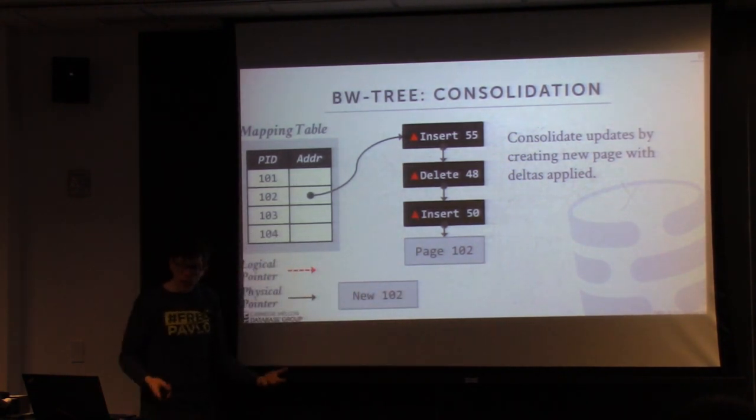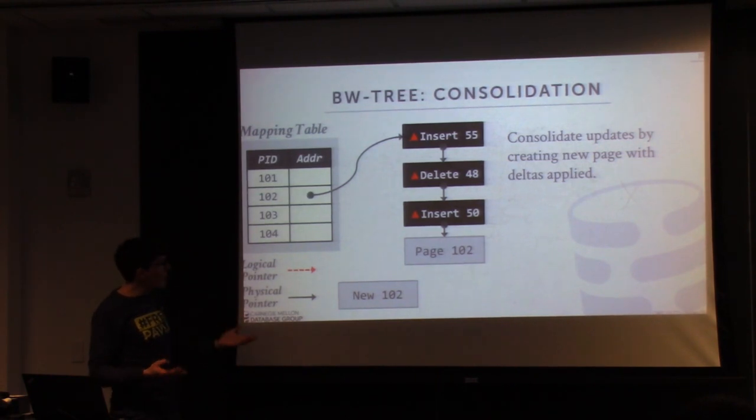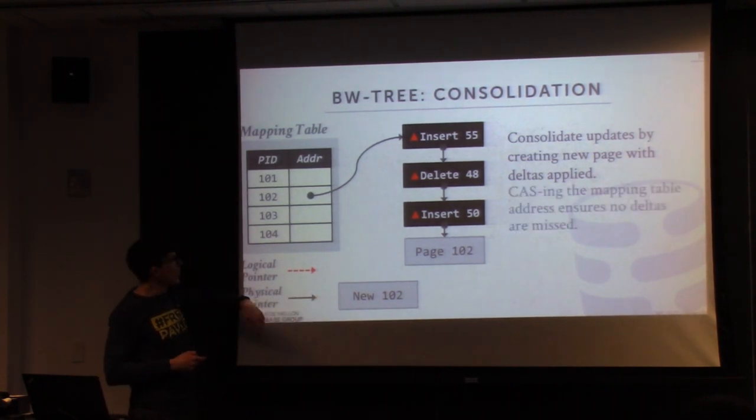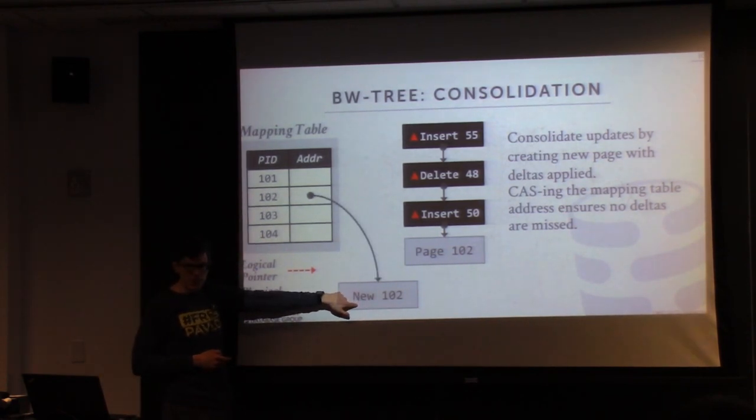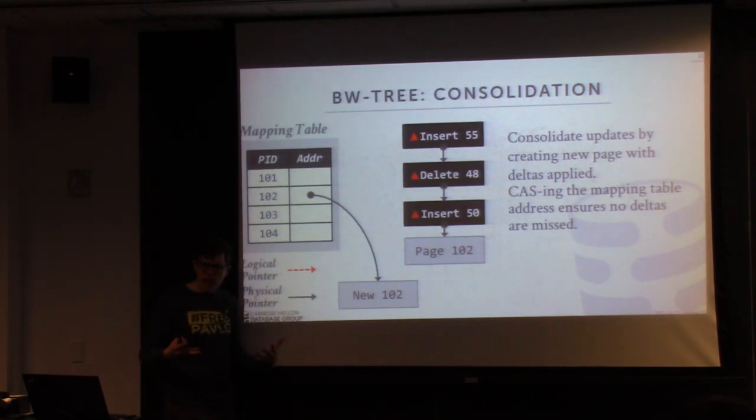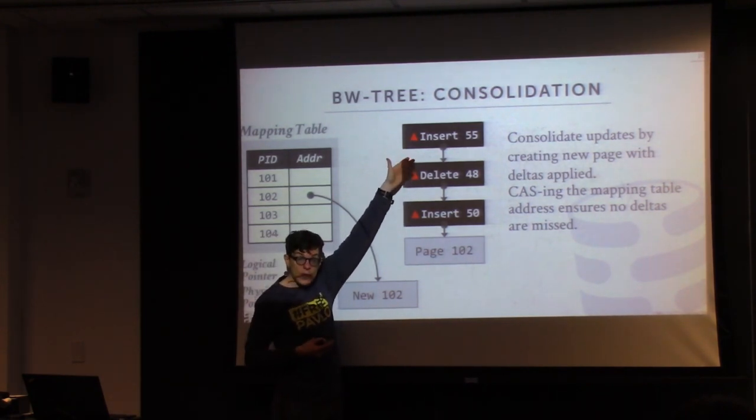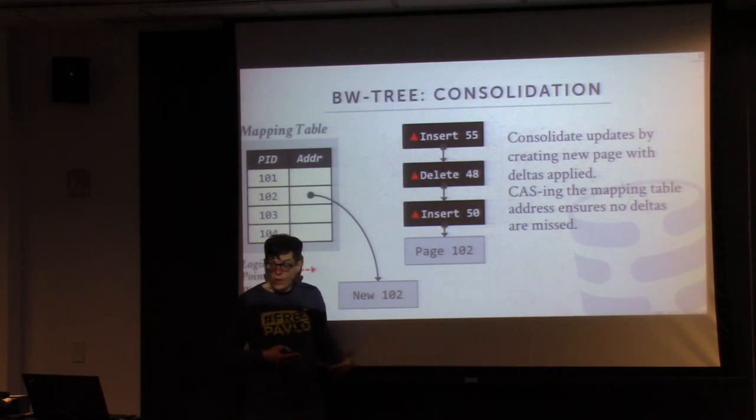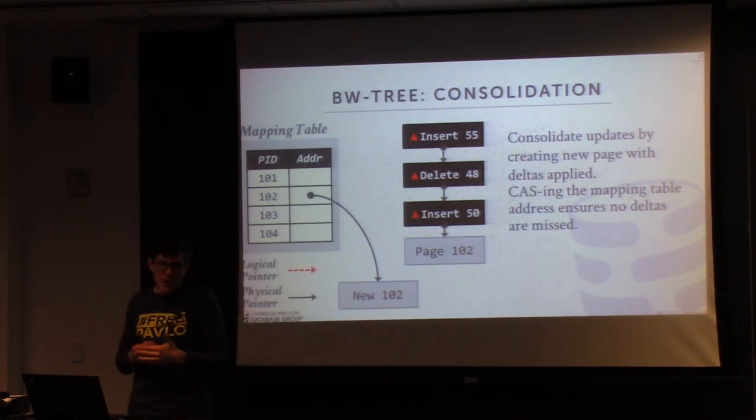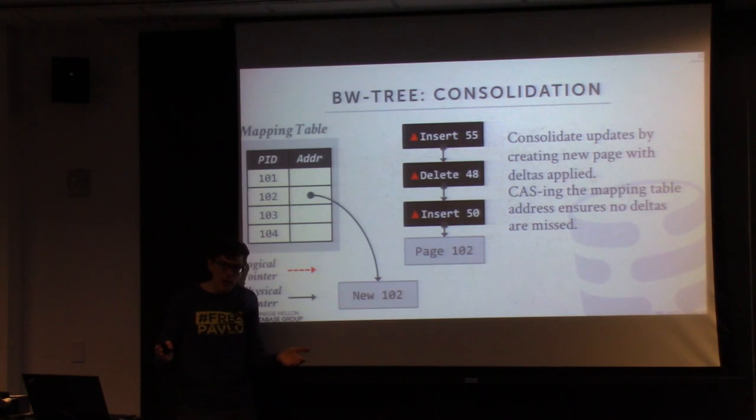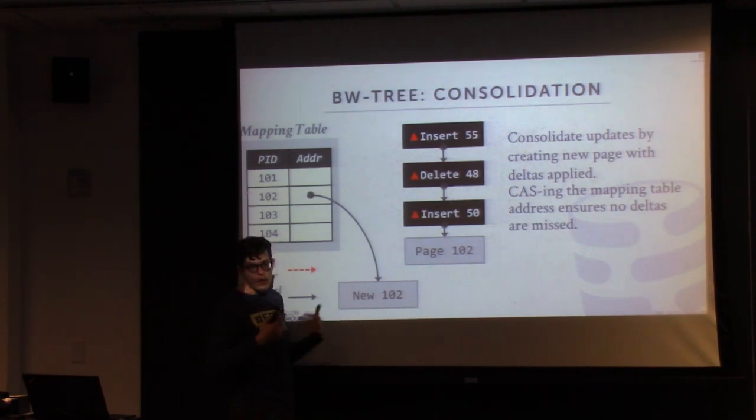So then, just like before, we need to have the other threads know about our new consolidated page. So we'll do a compare and swap in the mapping table to now have it point to this thing here. And again, the logic is the same. If the compare and swap fails, you know that somebody else inserted either a delta record above this and we missed it, or they also did a consolidation. Again, the way it's described in the paper, once the delta chain reaches a certain size, that'll trigger a consolidation by all threads. So one of them is always going to succeed and all the other ones are going to fail.